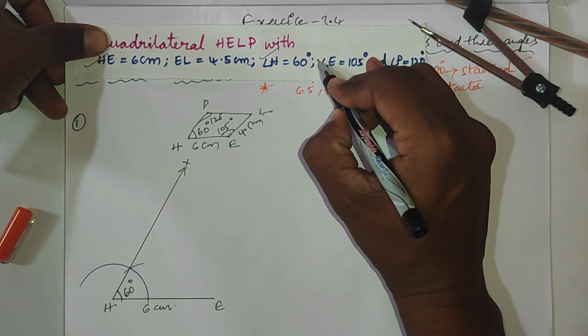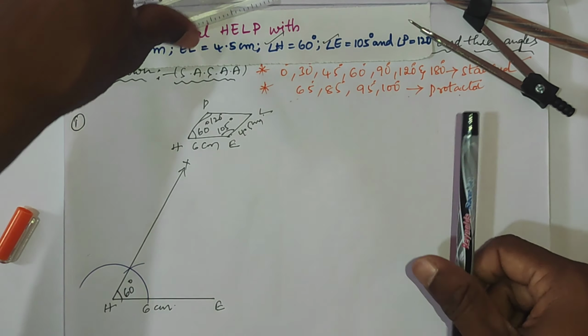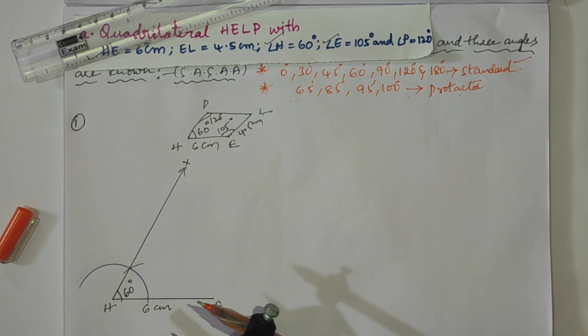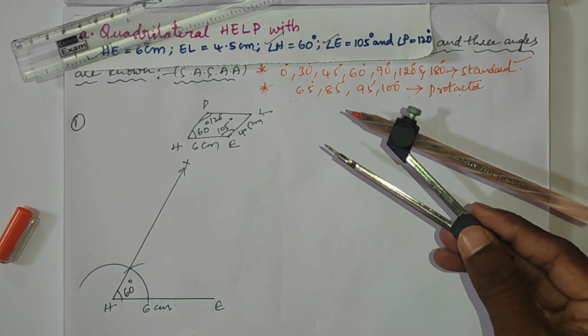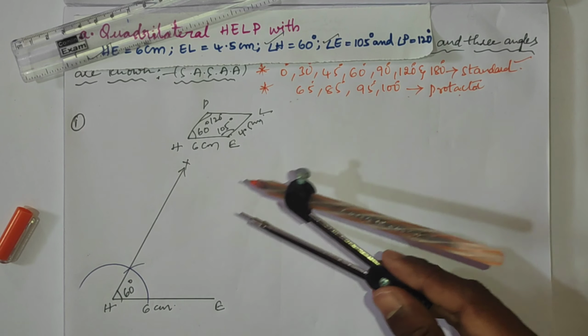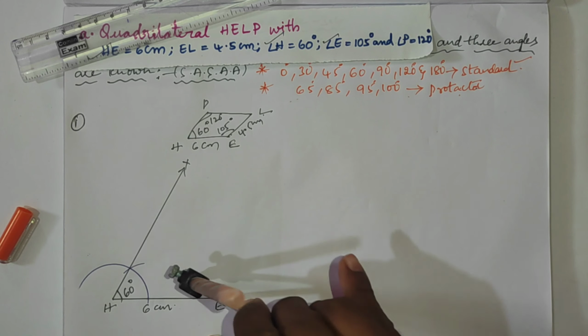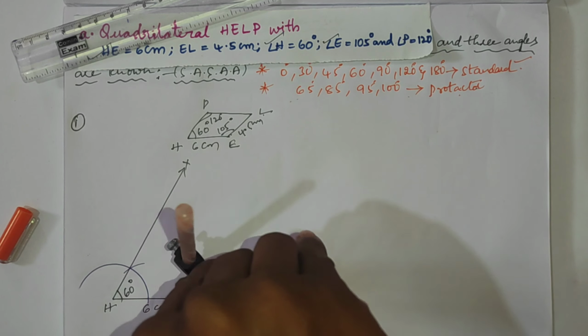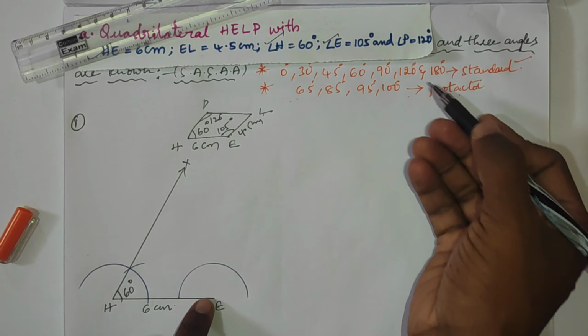Now we will construct angle E, which is 105 degrees. Taking the compass, 105 you may feel some difficulty, but it is very easy. Just follow me, we will see how to construct 105 degrees. Taking some sufficient radius, drawing an arc.